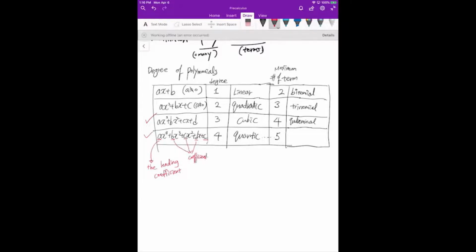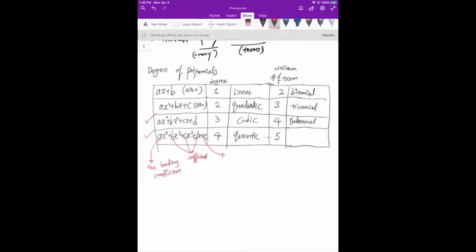If you have leading coefficient 0, then it's not the degree of 4 anymore, right? So leading coefficient is very important. What do you call this C? C has a special name. Sorry, A, B, C, D, E. E has a special name, guys.